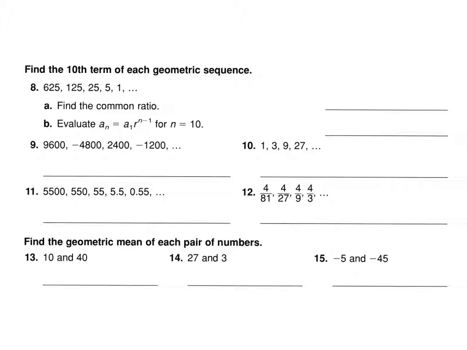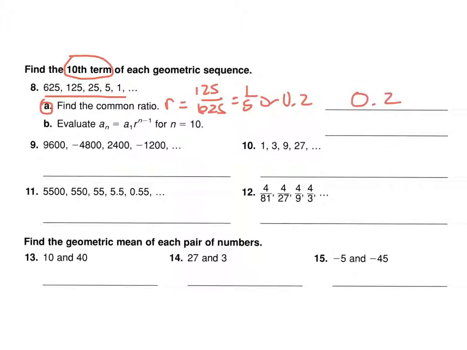So in the rest of these problems from number 8 to 12, we're trying to find the 10th term, as it says right here. First thing we need to do, as it says in letter A, we need to find a common ratio. Since they are giving us consecutive terms, finding the common ratio is pretty straightforward. We just divide two consecutive terms. So 125 divided by 625. And that works out to be either 1/5 or you could call it 0.2. So I'm going to be multiplying by 0.2 or 1/5 to make the terms in the sequence.